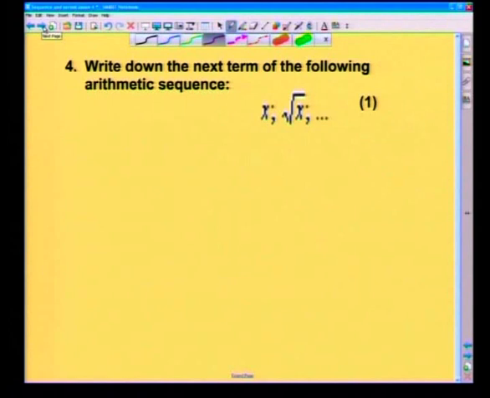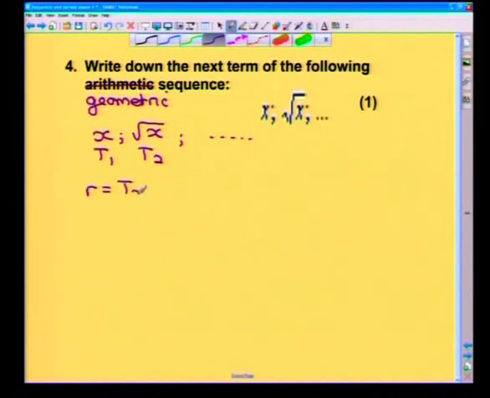The next one says, write down the next term in the following, and I see I've made a little bit of an error here, nothing major. It should be geometric sequence. All right, so now if it's a geometric sequence and we've got x, root x, we know it's geometric, that's term 1 and that's term 2. And we know to get the ratio, we can take term 2 divided by term 1. Right, which will be root x divided by x.